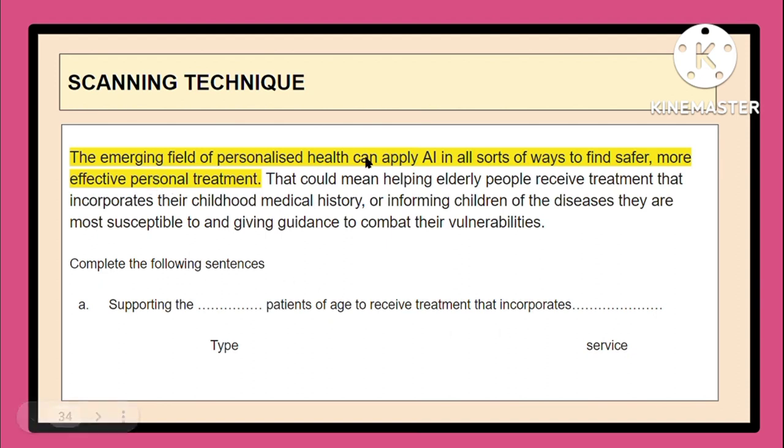Okay, so I've already read the first line. Now I know that it's not here, so I'm going to quickly scan the entirety of the paragraph very quickly. This could mean helping elderly people, so I have this helping elderly people already. So I'm gonna put elderly here, receive the treatment that incorporates their childhood. So I know for sure that the answer could be childhood medical history. It's a kind of a service, and I'm gonna put that there, and we have our answers. Now I'm going to move on to the next one.